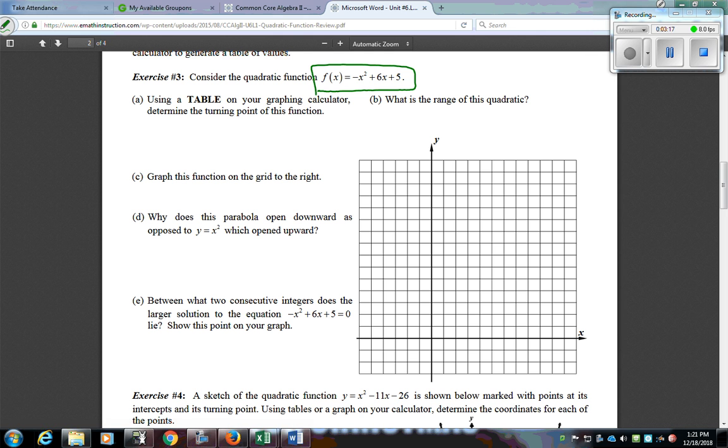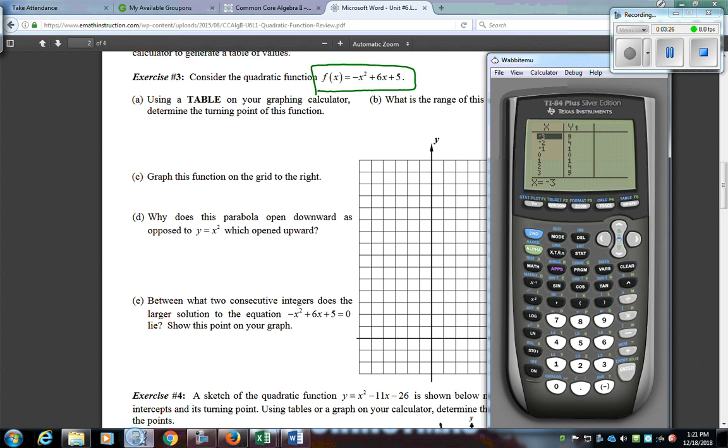type of function. This one's got -x squared plus 6x plus 5. They want us to use a table to determine the turning point. So you can find the turning point on the table after you type it in, by hitting second and graph, and then you're looking for the place where you start seeing those repeat y values. So right here at 3, 14, that looks like that's where our turning point is going to be, because then you see y values on each side starting to repeat.